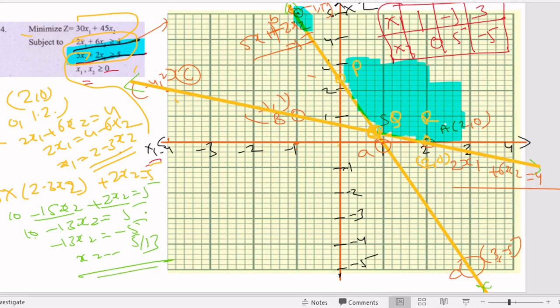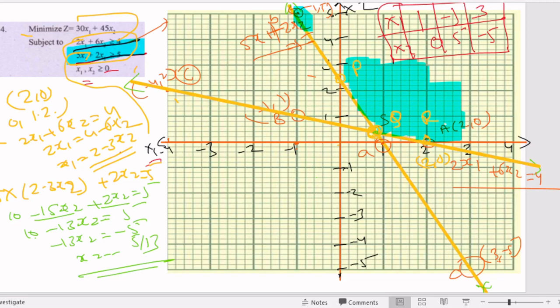Now see, x2 you are getting 5 by 13 for this point. So do you think by using this graph you can get 5 by 13? You can get it. Try to be more accurate rather than being irrational and emotional. Don't be emotional. You have to present data. Now x2 is 5 by 13.